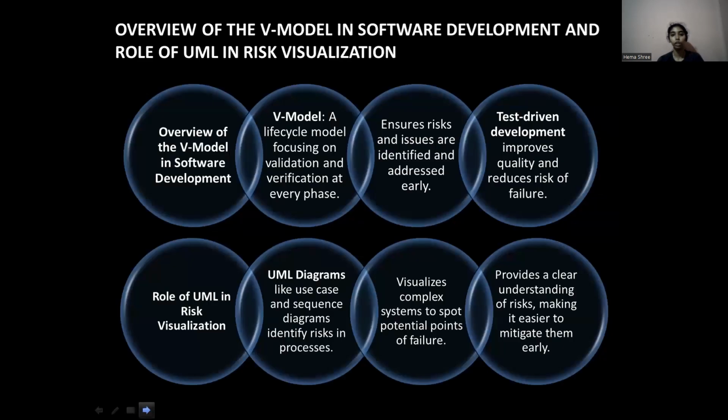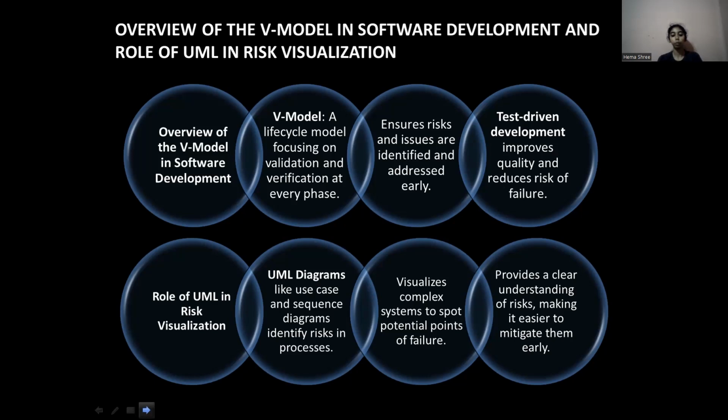Overview of the V model in software development and the role of UML in risk utilization. The V model is a widely accepted software development lifecycle model that emphasizes the importance of both validation and verification at each stage of development. The V shape of the model illustrates the corresponding testing phase for each development phase, ensuring the risks and issues are identified and addressed promptly.